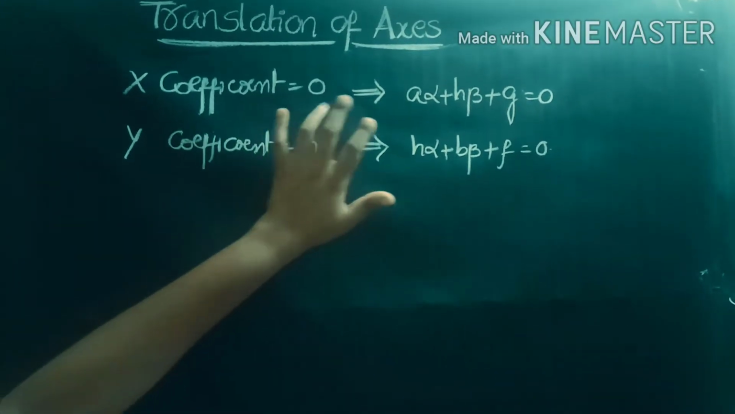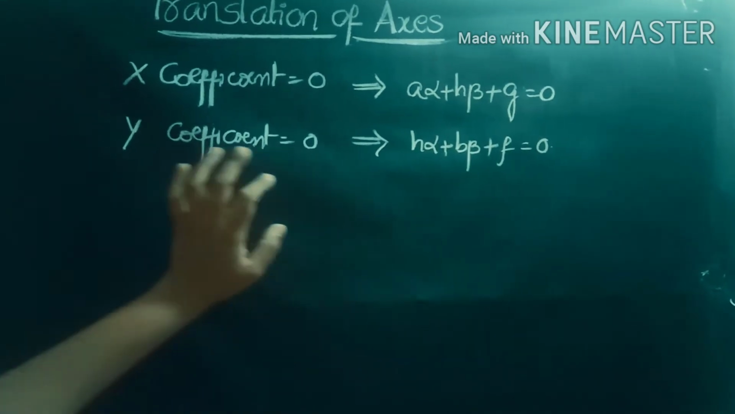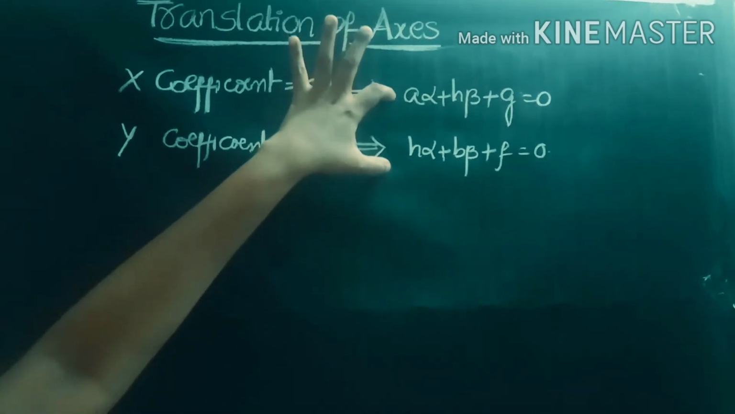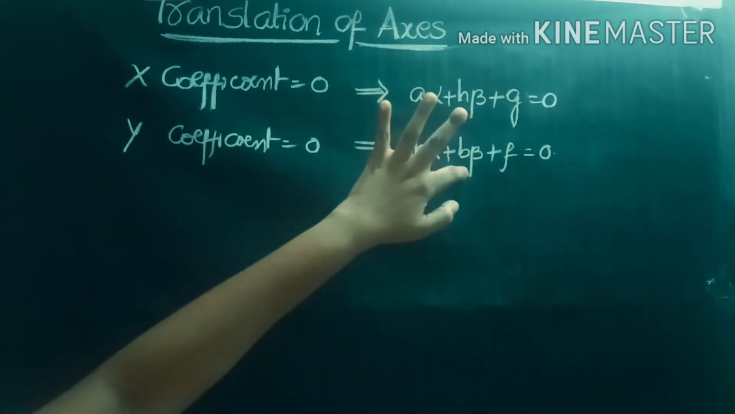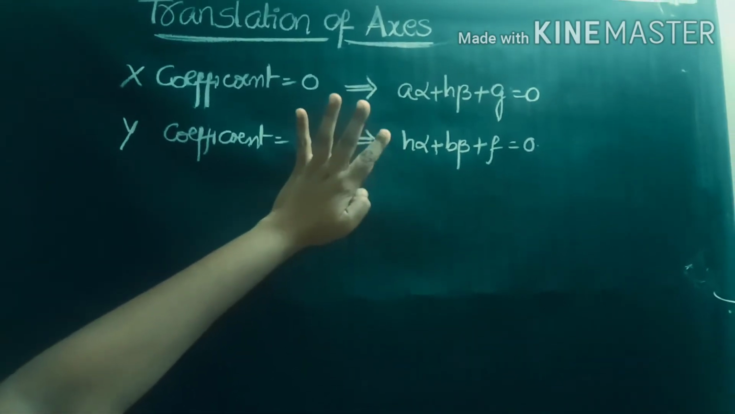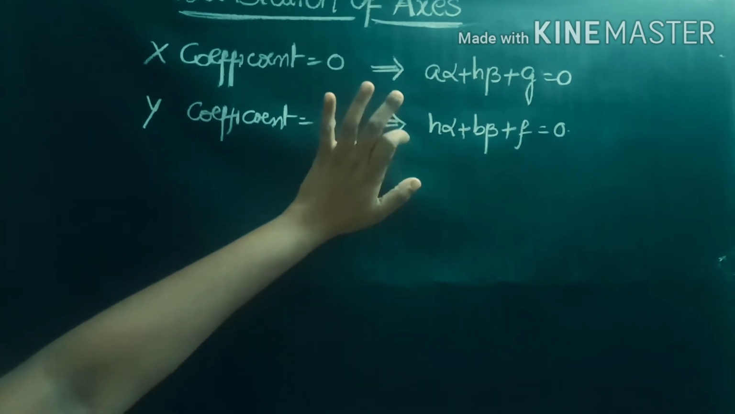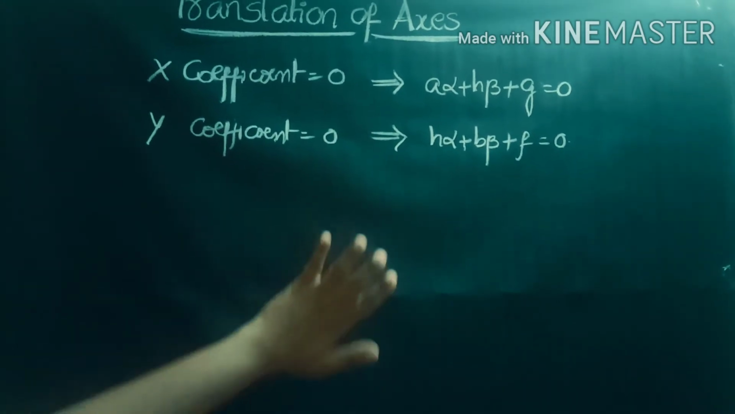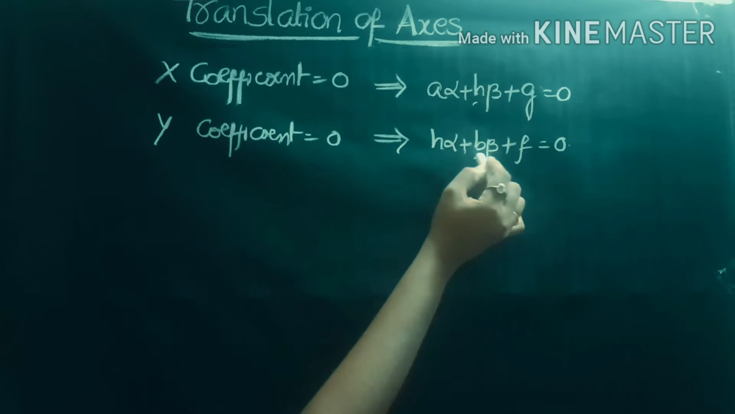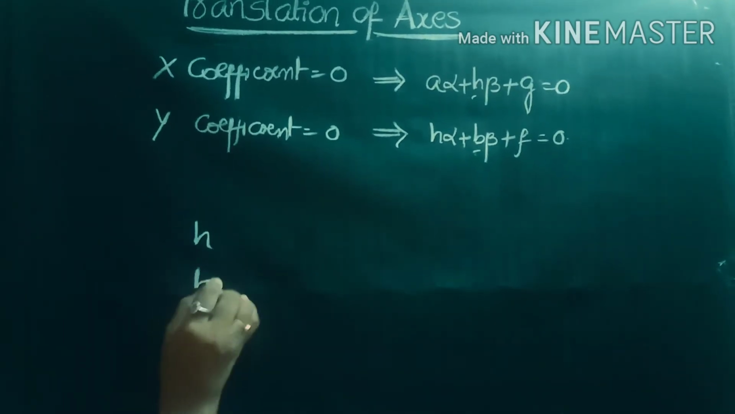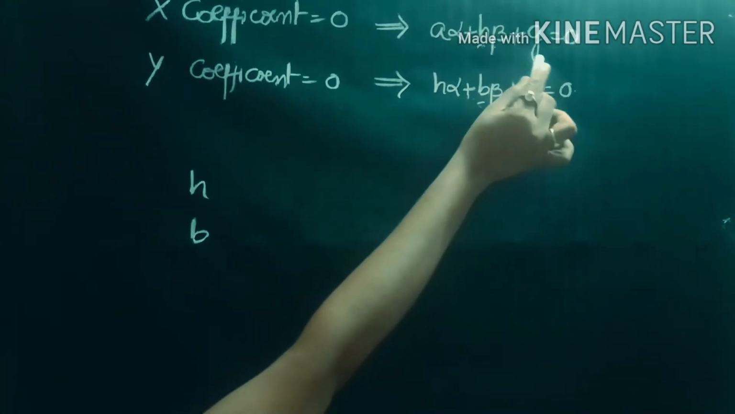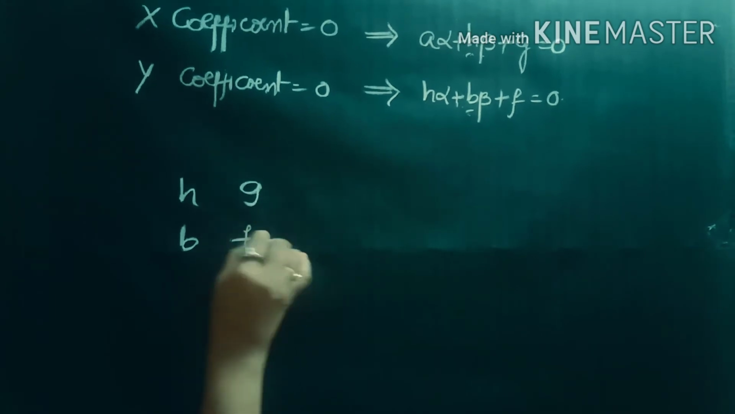So x coefficient equal to 0 means a alpha plus h beta plus g is equal to 0, and y coefficient equal to 0 means h alpha plus b beta plus f is equal to 0. Now from these two equations we have to find the alpha, beta values, that is the point of intersection of these two lines. To find the point of intersection, we follow one particular procedure. First we take the middle term coefficients h, b. And next we write the last values, that is g, f.